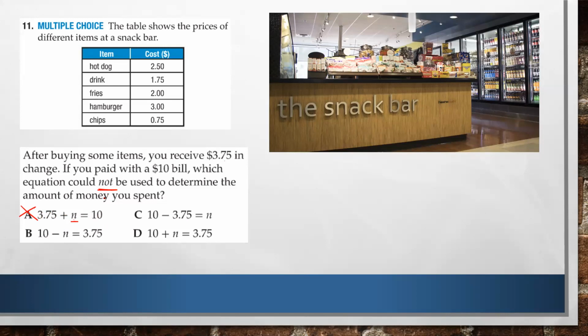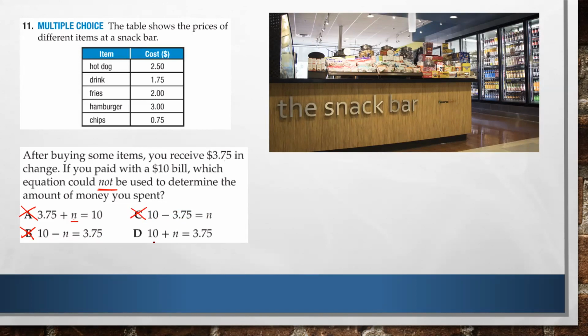So here we have $10 minus the amount of money you spent is $3.75. Exactly. So this can be used to determine the amount of money you spent, so we cross that equation out. And then over here, we have the $10 bill you had minus the change would give you the amount of money you spent. Well, that is also correct, so we cross that out.